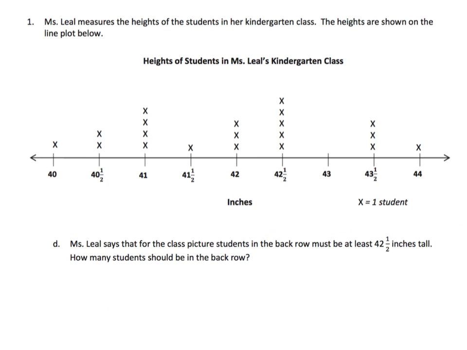And then lastly, Miss Leal says that for the class pictures, students in the back row must be at least 42.5 inches tall. So how many students are that? So at least. Now, parents and teachers, some serious vocabulary. At least, at most, exactly. These are all words that you might want to put on a word wall, especially for your English language learners. At least means 42.5 inches is good and higher. So we know that we're going to count these 5, plus these 3 is 8, plus 1 more is 9. So this answer would be 9, because at least 42.5 inches is an important little piece of terminology.